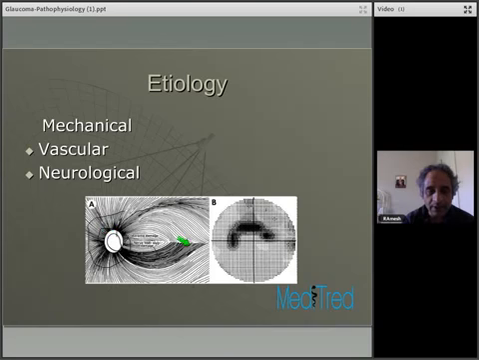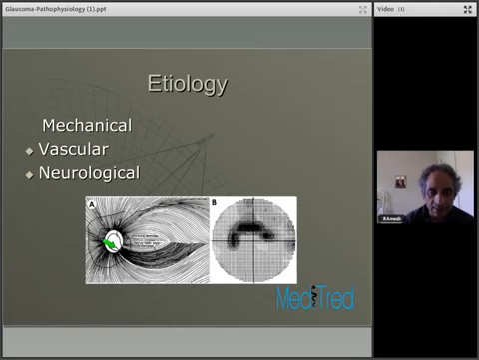The axons, of course, originate from the retinal ganglion cells and come towards the optic nerve head in a peculiar fashion that's described here. And I hope all of you are aware of the anatomy of the axons and the way the optic nerve head is formed. So I'm not going to go through that as part of this lecture.